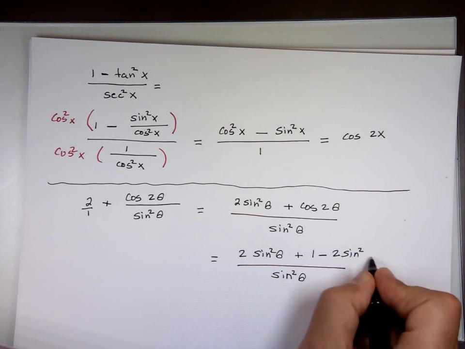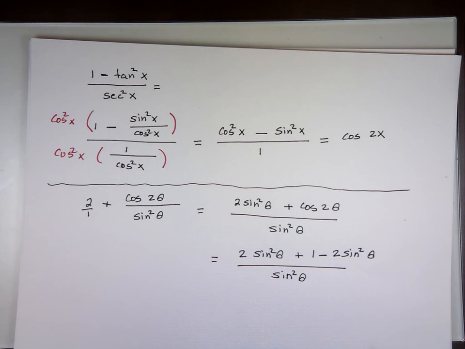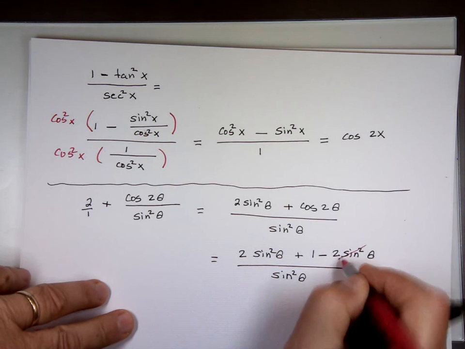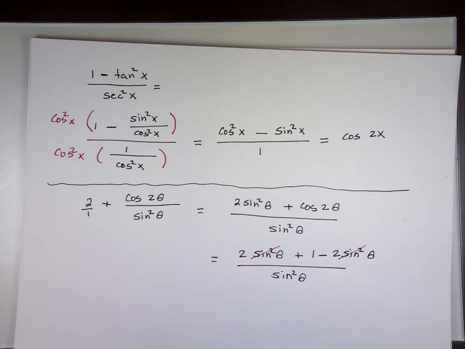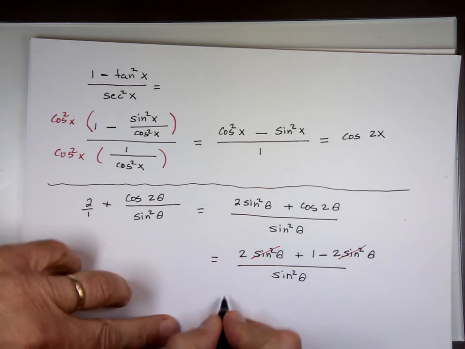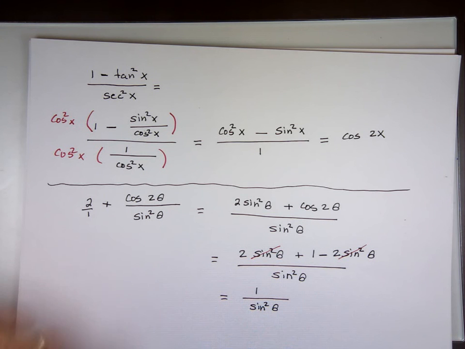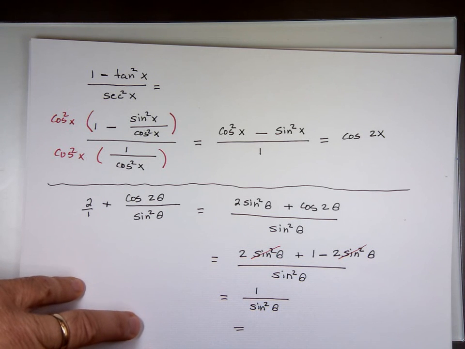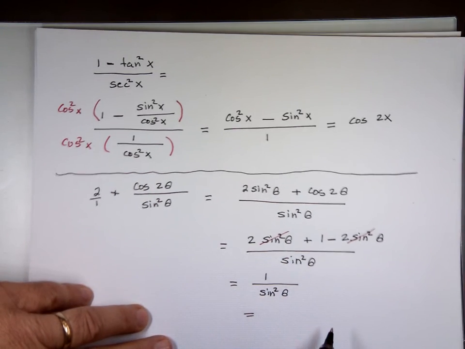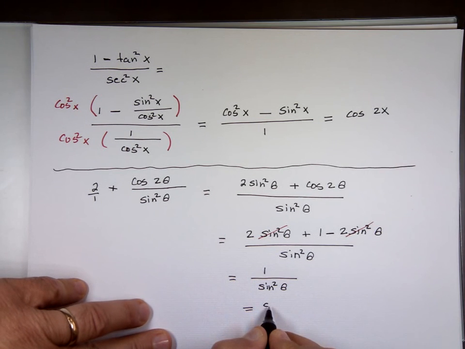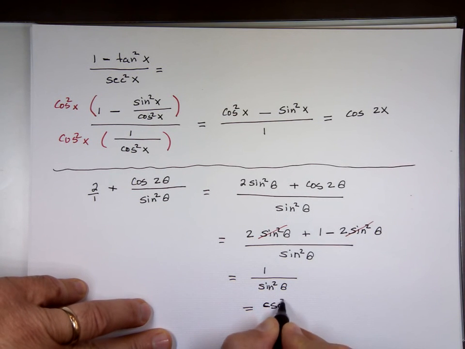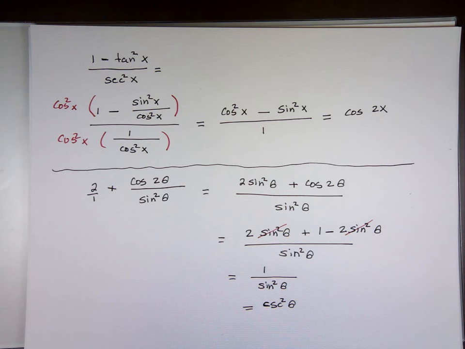And what do you notice about the sine squared now? We have what? 1 over sine squared theta. And what is 1 over sine squared? Cosecant. And that's it.